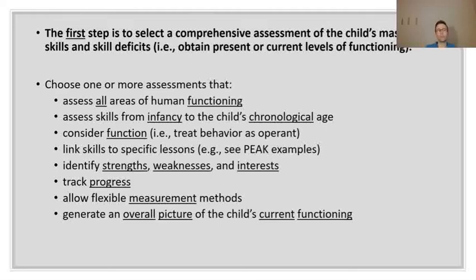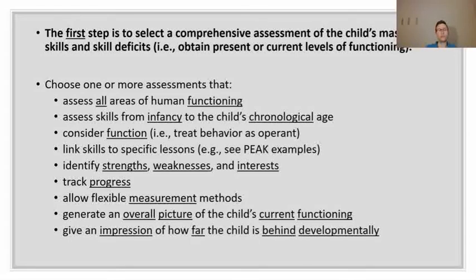And then choose one or more assessments that generates an overall picture of the child's current functioning. Lastly, one that gives an impression of how far the child is behind developmentally. Alright, so it'll be great to choose one assessment or multiple assessments that when you put them together, they have all of these characteristics. You want to look for all of these things. This is what we mean by comprehensive assessment.